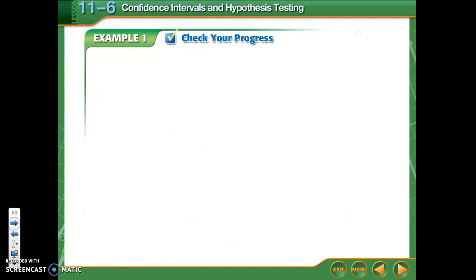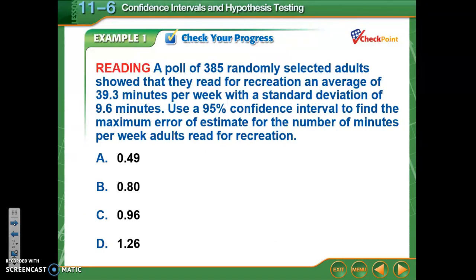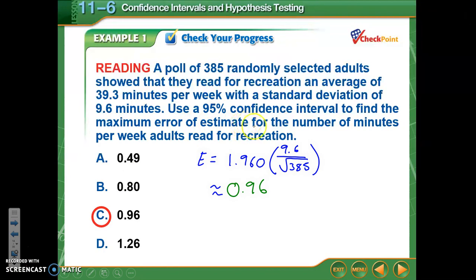So that's my maximum error of estimate. So you guys try it with this one. All right, your answer here should have been C, 0.96. Here's the work that backs that up.